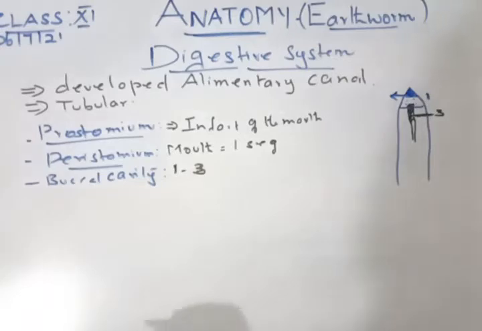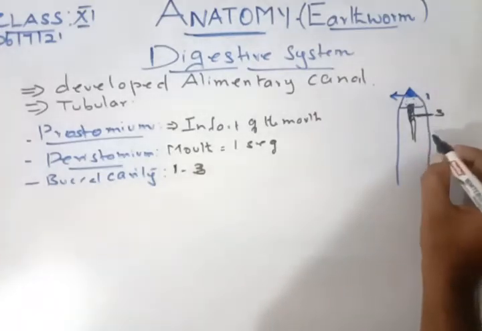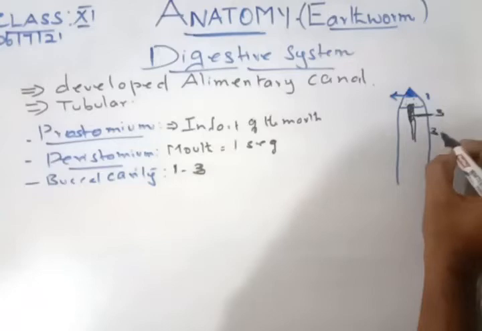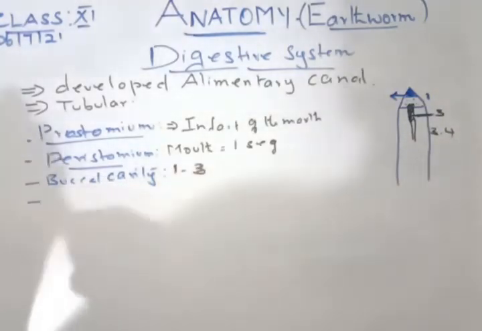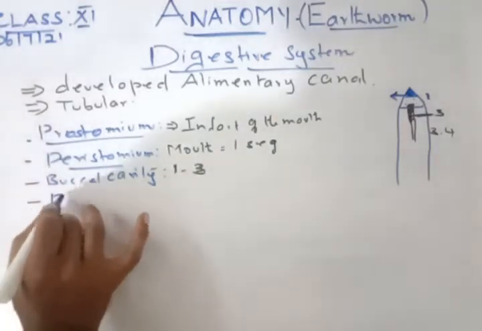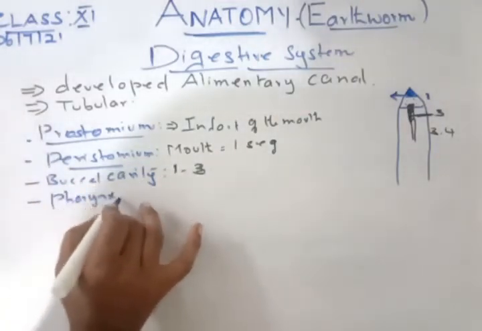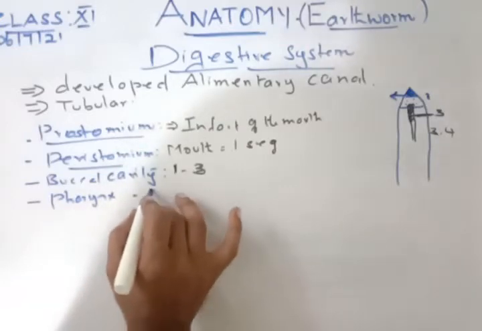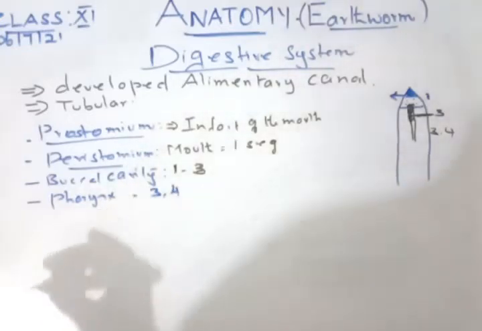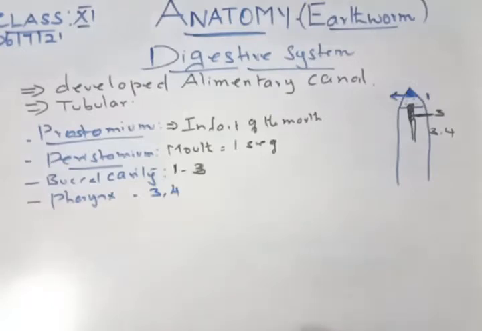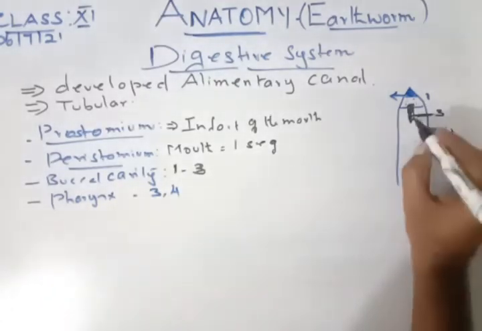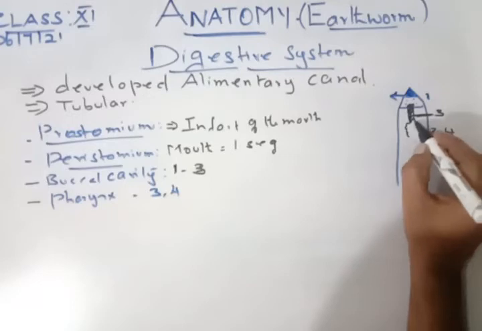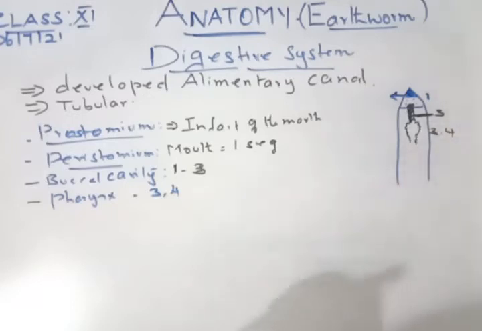And then we have another structure here, on the third to fourth segment. This structure is called pharynx. Pharynx means throat. And this pharynx is present on the third and fourth segment. Right. So we have the buccal cavity and we have the pharynx. So for you to understand it clearly, I do this. So this is the pharynx.